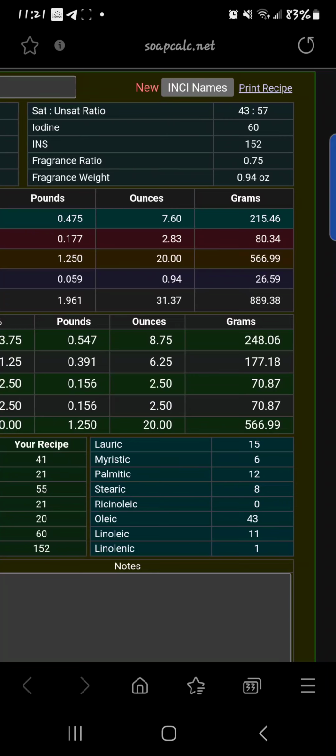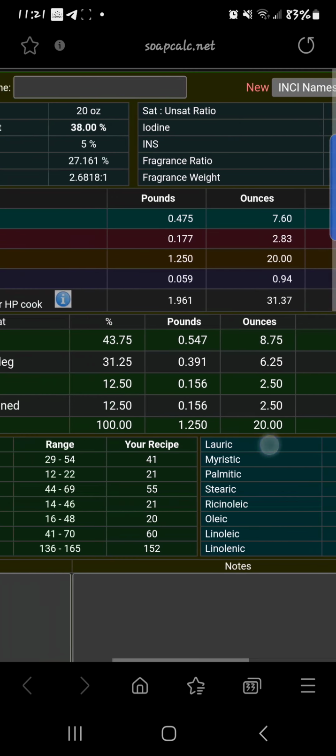If you look over here, our fragrance ratio that we used was 0.75 ounces per pound of soap. So our fragrance weight is going to be 0.94 ounce. As I said, we can go all up to 1 ounce per pound of soap. And because of that, I would round that 0.94 ounces to just 1 ounce because I know it will be less than 1 ounce per pound of soap, and it'll make it easy to calculate that.